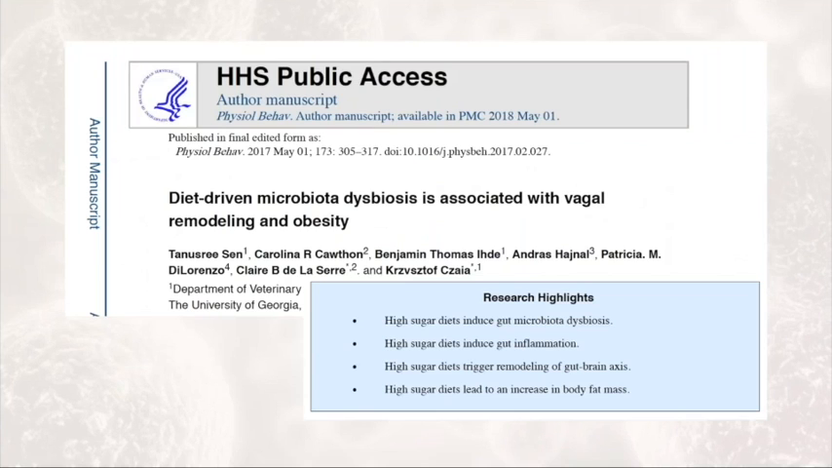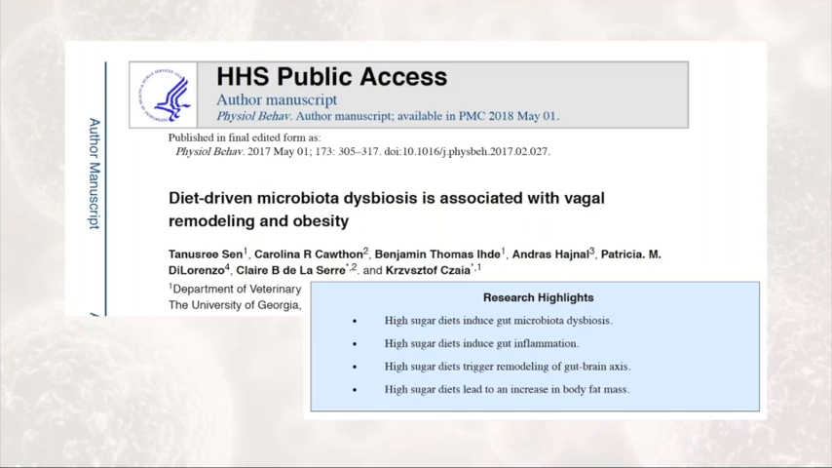High sugar diets are a big contributing factor to imbalance in the microbiome. One of the mantras in my practice is sugar is bad and fiber is good. I keep saying that over and over again, and it's quite true. There's a lot of literature. This is an example of one paper that was published showing how high fat, high sugar diets can induce microbial dysbiosis and gut inflammation. This can also trigger remodeling of the gut-brain axis, which is an important consideration when we're talking about mental health disease specifically.